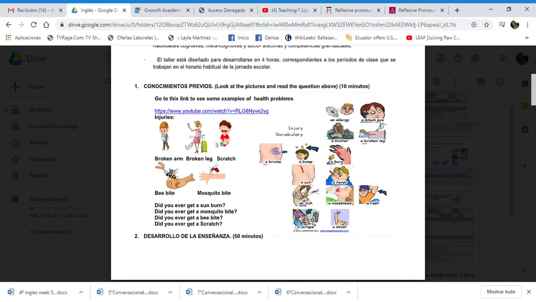At the bottom of the pictures there are 4 questions. Did you ever get a sunburn? Did you ever get a mosquito bite? Did you ever get a bee bite? Did you ever get a scratch?